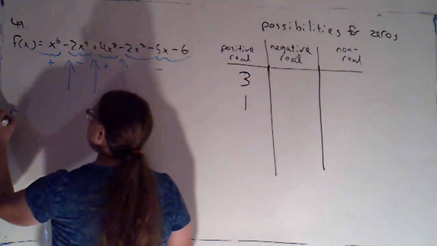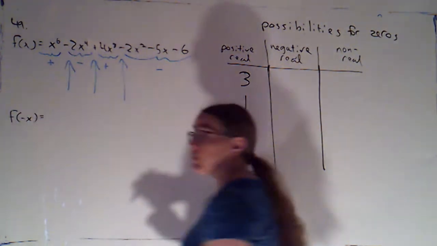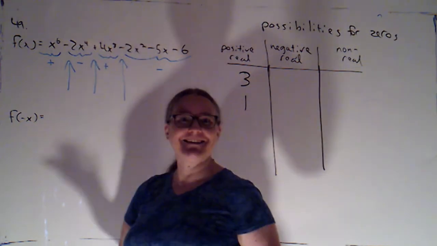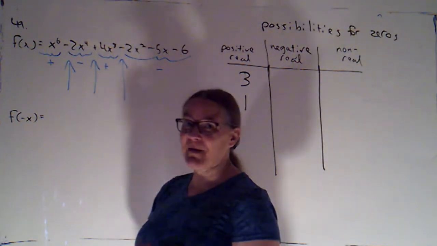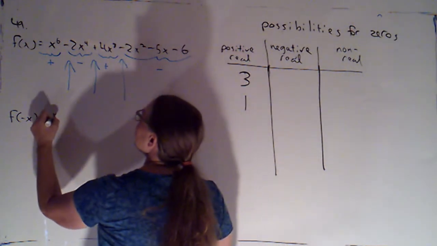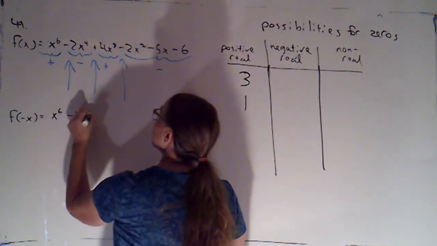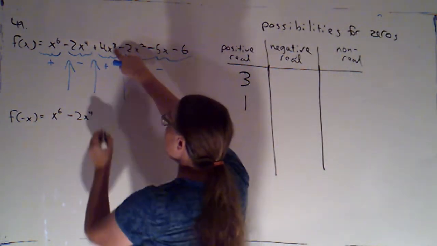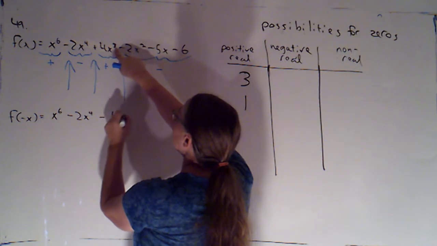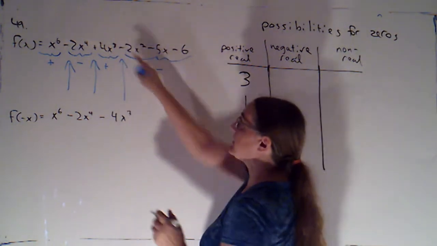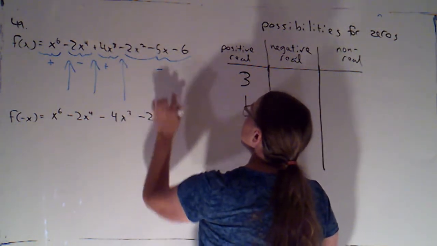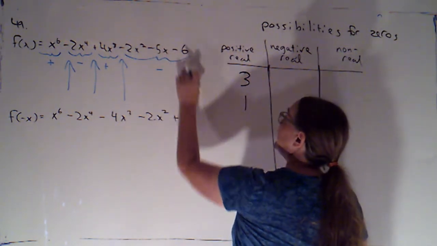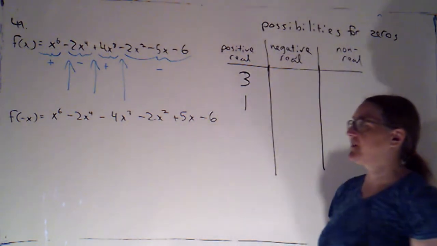Now let's take a look at f of negative x. And the shortcut here is, I mentioned this last time, any even powers are going to retain the sign that they had. Any odd powers are going to change sign. So we'll still have x to the 6th minus 2x to the 4th. Those signs don't change because those were even powers. But now this is an odd power, so that's going to become negative 4x cubed. This is even, so it stays negative, negative 2x squared. X, that's an odd power, so that term would change sign, and then the constant never changes sign.